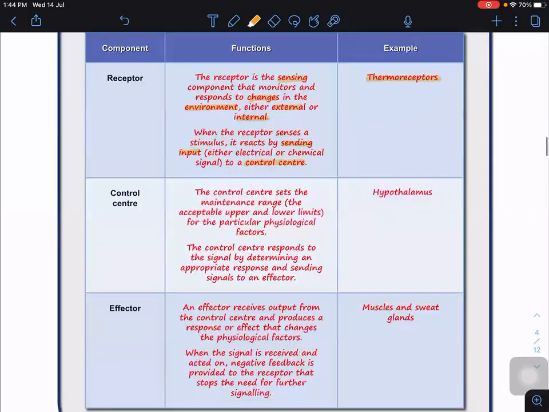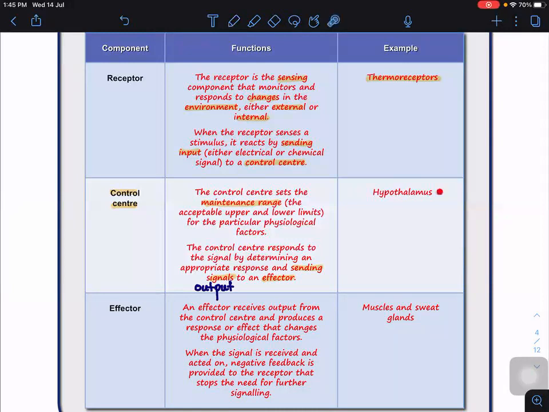So what's the function of the control center? The control center actually sets the maintenance range. So they have their own range, from 1 to 2. Anything more than 2 is not acceptable, or anything less than 1 is not acceptable. So if corrective measures must be done, then the control center will respond to the signal by determining an appropriate response and sending the signal to an effector to do the corrections. And this signal we call the output. Are you clear? You will send the signal, so the signal is known as the output.